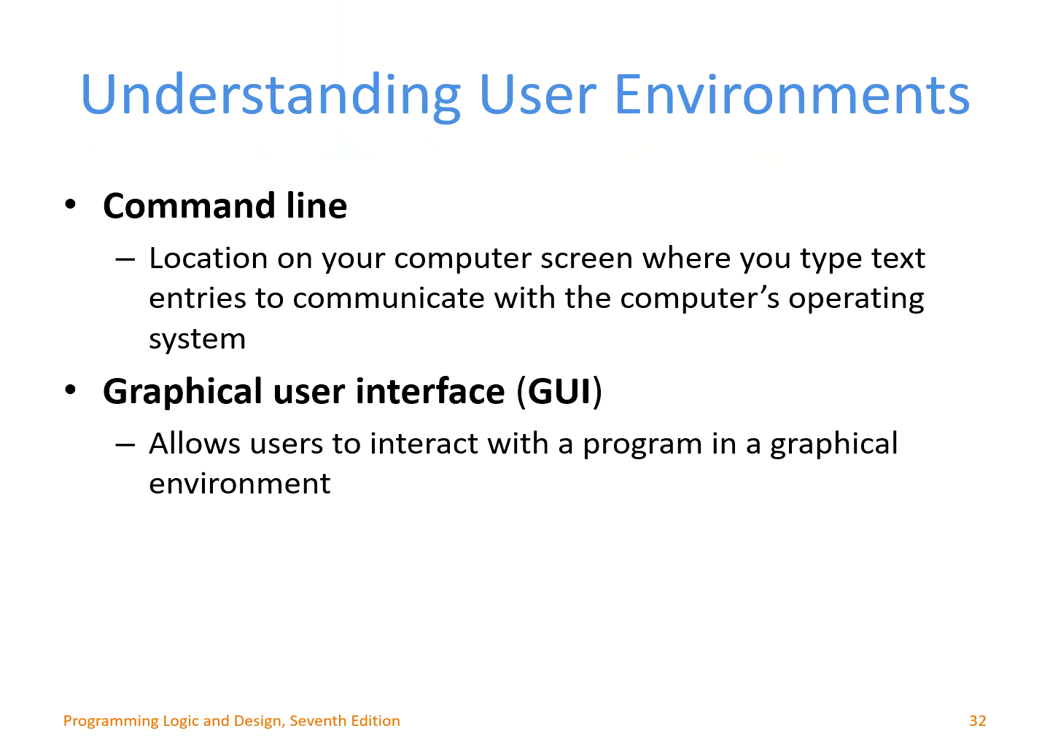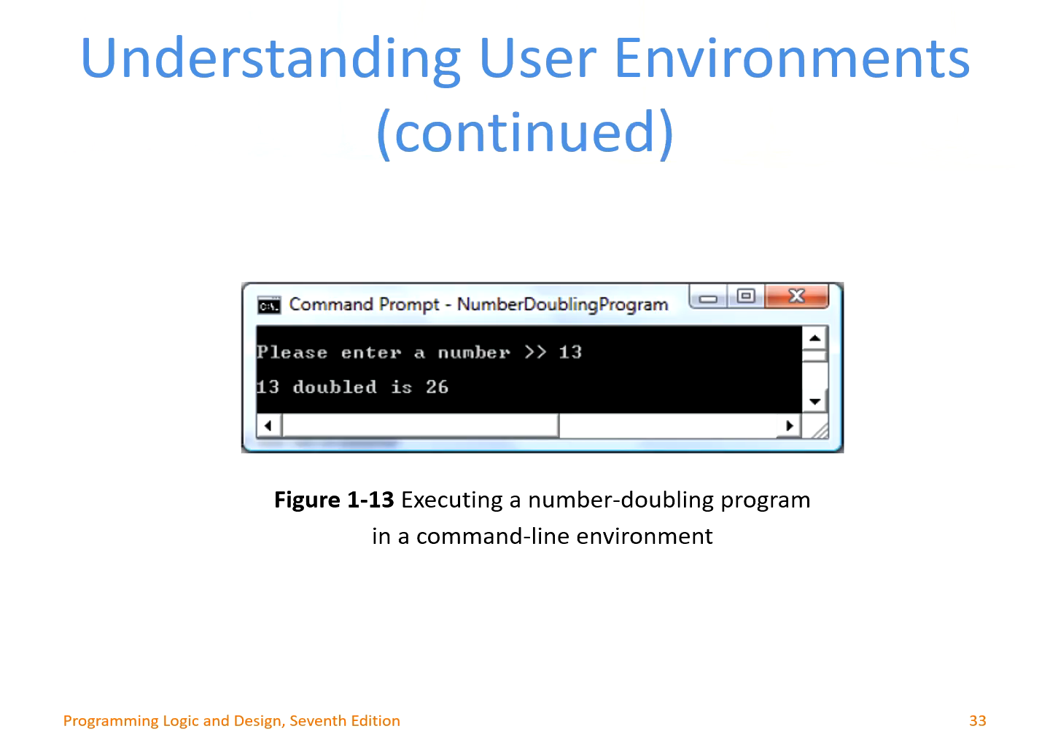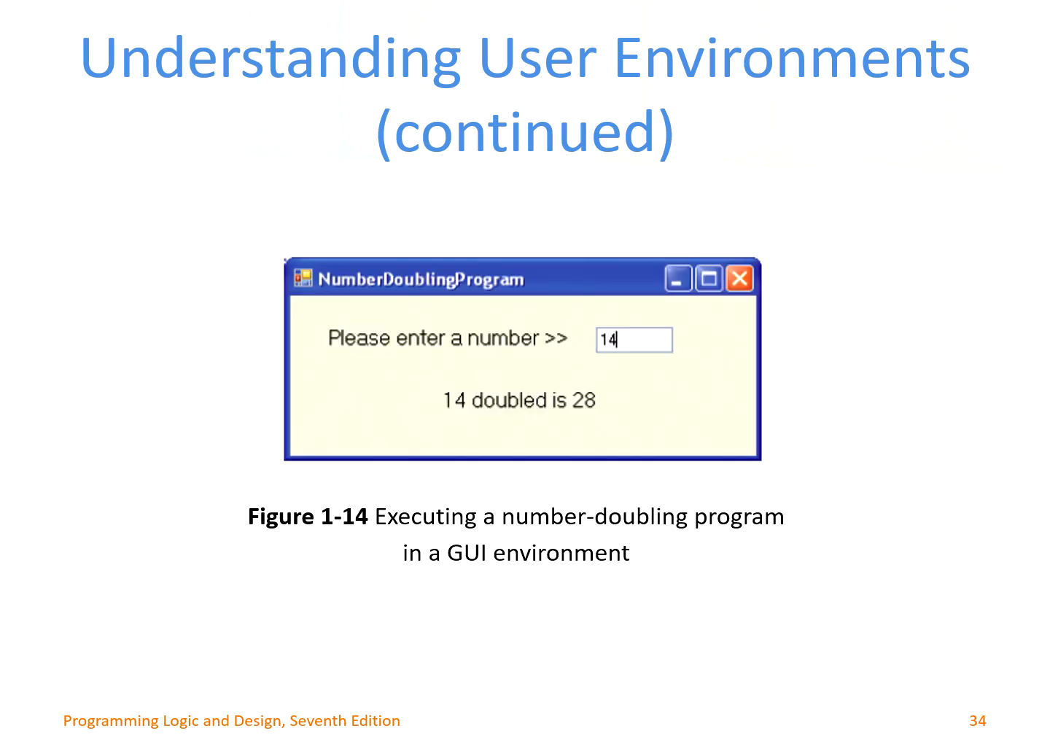Now, let's go here in understanding user environments. The command line is the location on the computer screen where you type text entries to communicate with the computer's operating system. We also have the graphical user interface, or the GUI, which allows the user to interact with a program in a graphical environment. Figure 1-13, executing the number doubling program in a command line environment. Figure 1-14 is executing the number doubling program in the GUI environment. This is in terms of GUI.